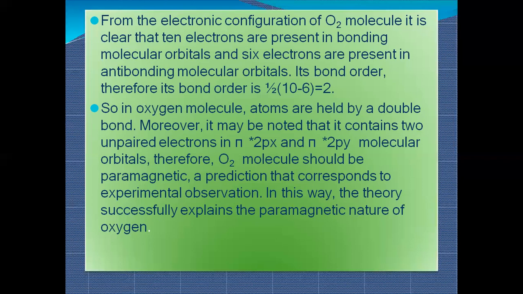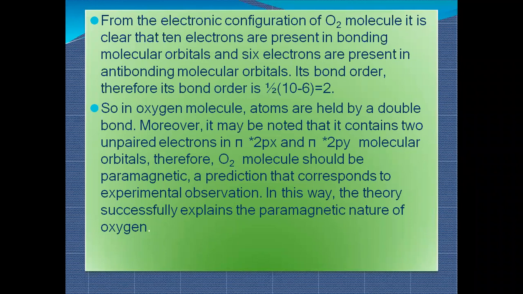Moreover, it may be noted that it contains two unpaired electrons in the antibonding star 2px and antibonding star 2py molecular orbitals. Therefore, the oxygen molecule should be paramagnetic. So what is the reason for its paramagnetism? The presence of unpaired electrons, since magnetism occurs because of unpaired electrons.